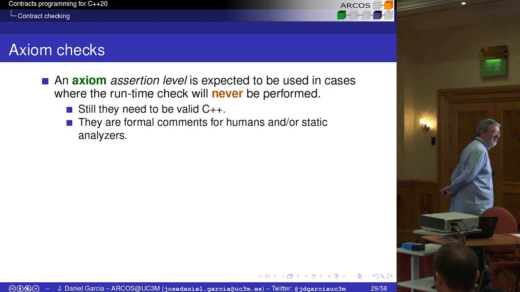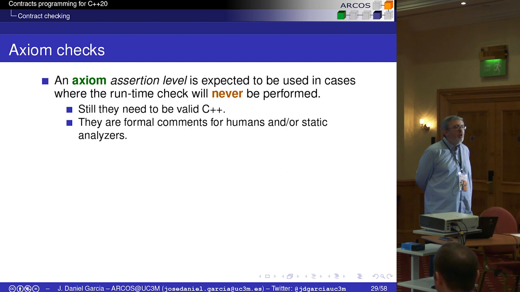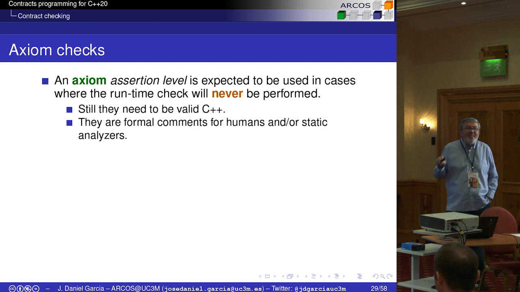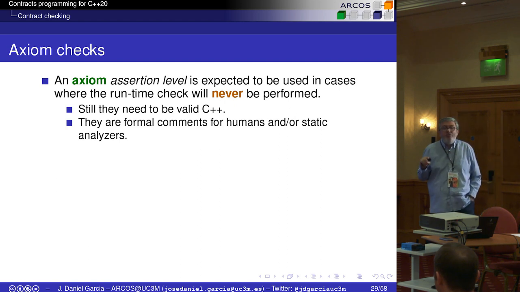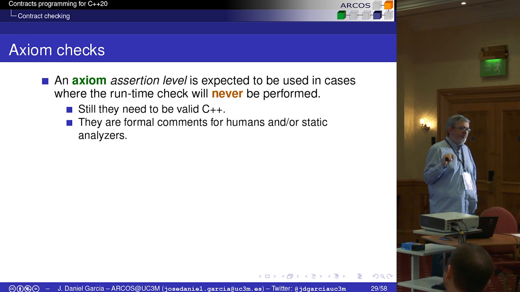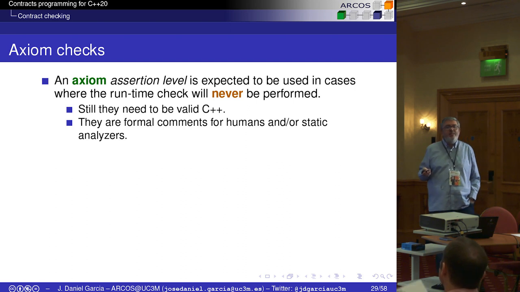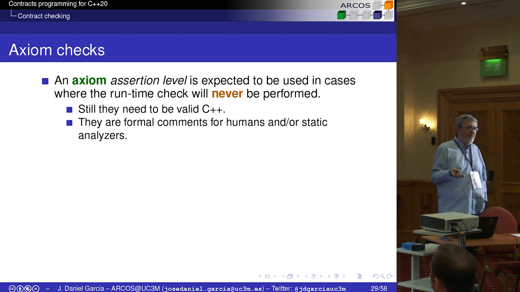Never. I will never generate executable code for an axiom check. I don't mind what options in the compiler you set. I'm not going to check this. But still, the predicate you write in an axiom check needs to be valid C++ code. So what's the use? First, you can see this as a formal comment, a comment that is valid C++.